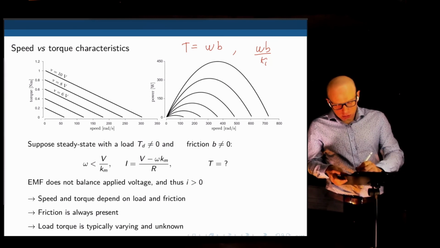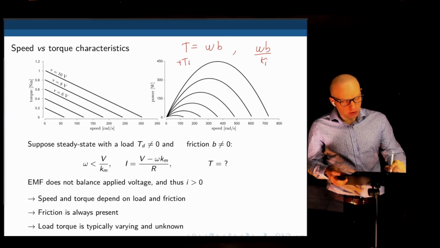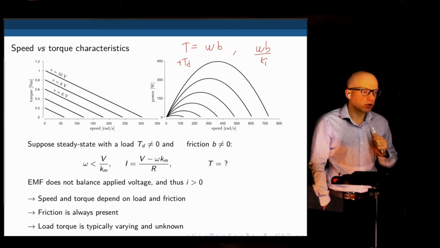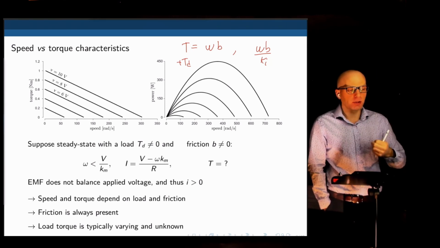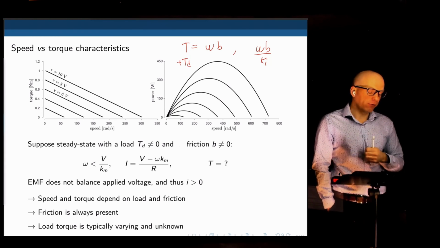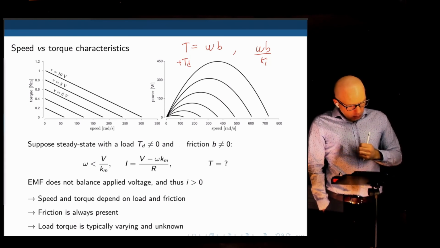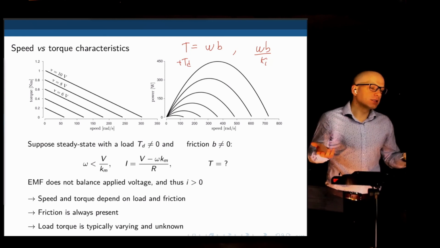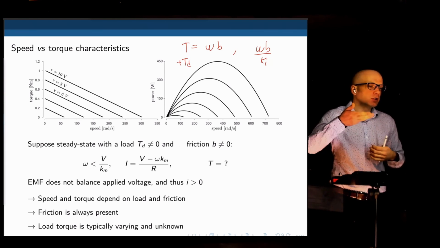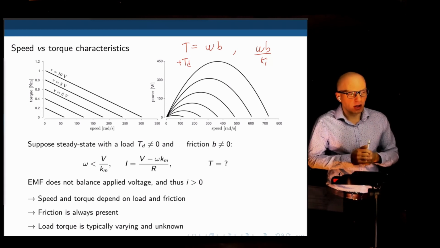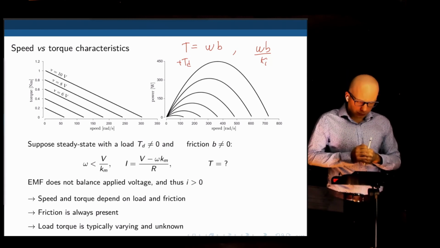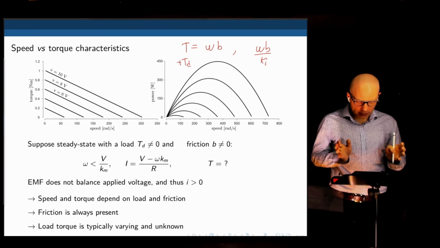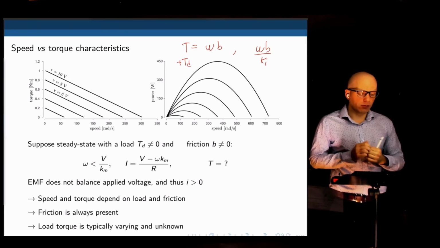If we now have a load torque as well, so friction plus a load torque, what is the current doing? The current is supplying enough torque to overcome both the external torque being applied to the motor and friction. So speed and torque depend on the load and on friction. If you apply a load against motion, the speed decreases and the current needs to increase to overcome that torque. If the torque is applied in the same direction as motion, it's the other way around and the speed will increase. Friction is always present, and the load is unknown, as we cannot model the load.